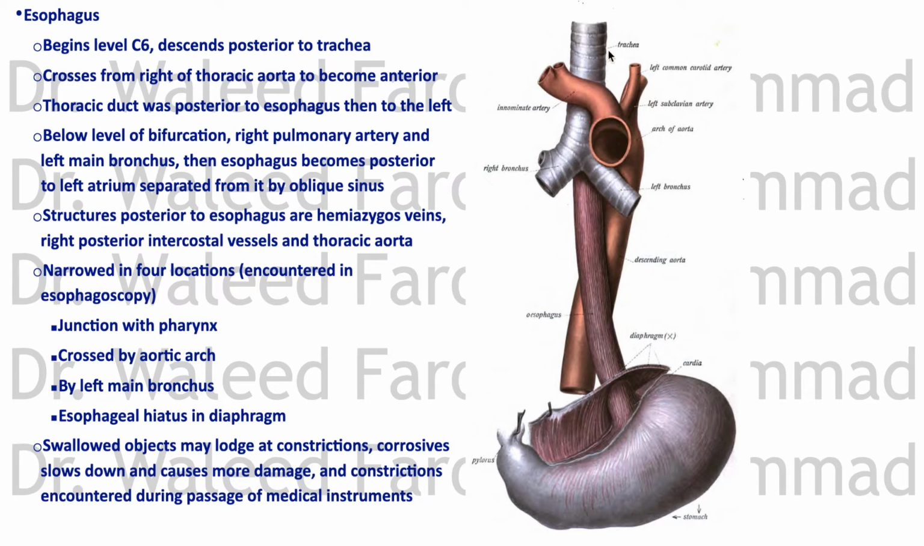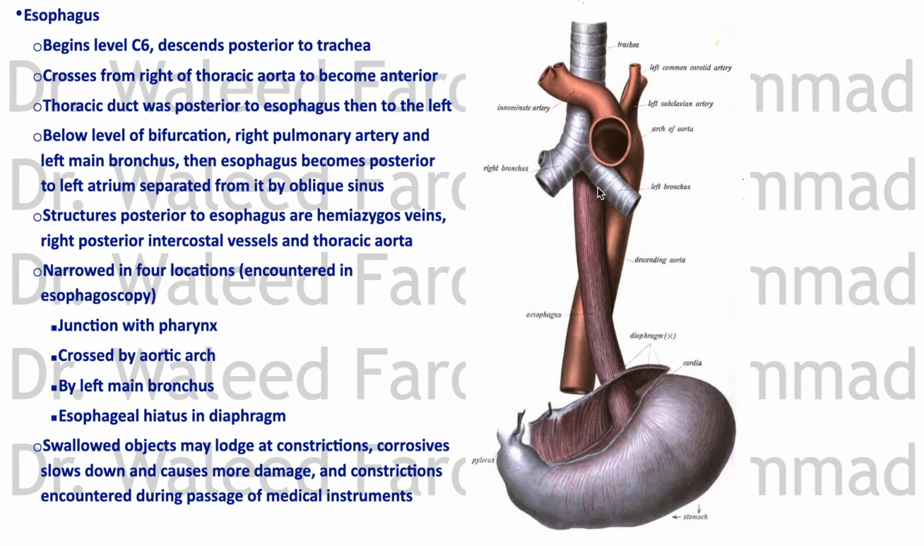By the way, in this specimen, part of the esophagus should show up here. Okay, it crosses from right of the thoracic aorta. It was on the right of the thoracic aorta first, then becomes anterior, then leaves it and goes through the diaphragm. And the thoracic duct was posterior to the esophagus, then ascended to the left side of the esophagus. And it's crossed anteriorly by the bifurcation of the trachea, the right pulmonary artery, and the left main bronchus, actually a little lower down.